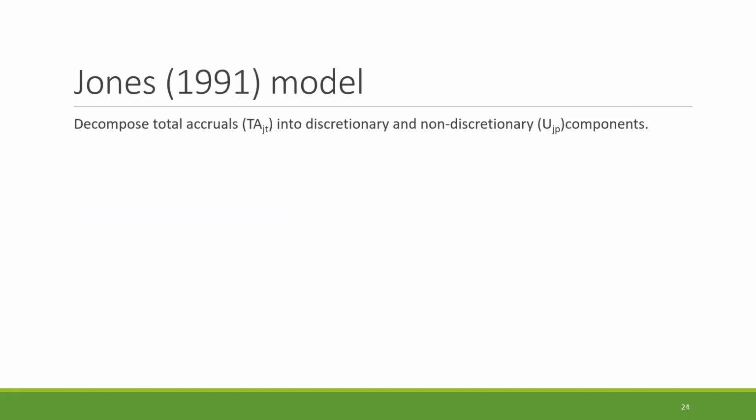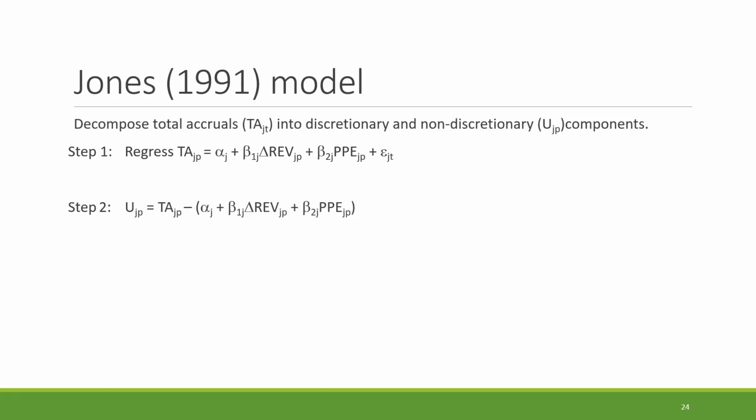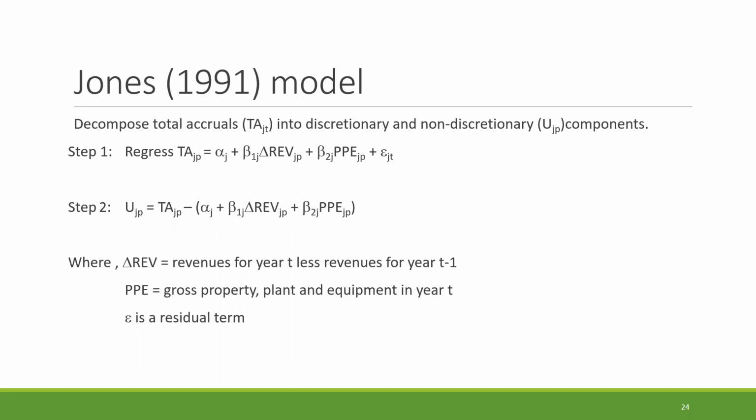The Jones model, in case you're interested, is here in this slide. I'm not even going to try to explain it. It's regressing total assets to the change in revenues and the property, plant, and equipment. And then step two, you look at the error term, or the difference between the total assets and what you get from the regression. And the epsilon is an error term. And with this, you are able to get the amount of discretionary accruals.